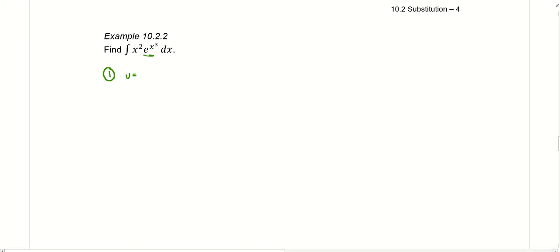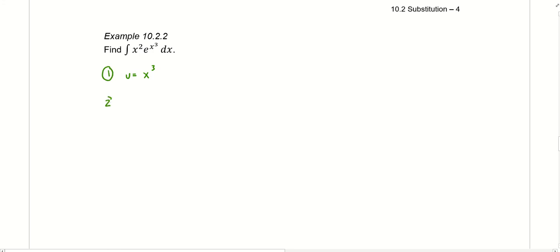And if I take a look at this e expression, I have e to the something where the something is more than just x. And so, kind of like we did in the previous example, I'm going to use the something, the x cubed, as my u and see if that helps me out. Because again, the ultimate goal here is to simplify this. So let's see if picking u as x cubed will actually help us simplify this integrand and make it easier for us to compute the integral itself.